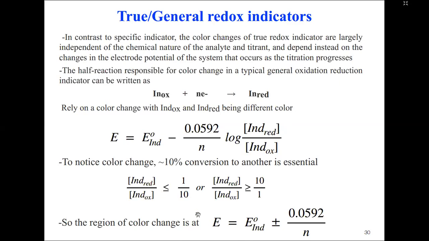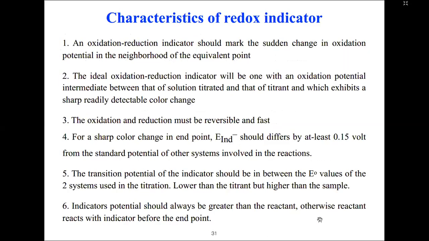If you recall, for acid-base titration, the acid-base indicators also work in a certain range, right? And if you recall, it is pKa plus or minus 1. So the pKa of the indicator plus or minus 1, that is the better range. So this is the range where a redox indicator works. For them, it is E naught of indicator plus or minus 0.0592/N. Okay, now let's get into the characteristics of redox indicators.